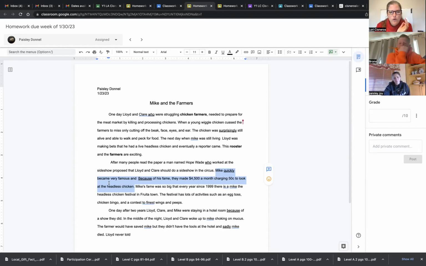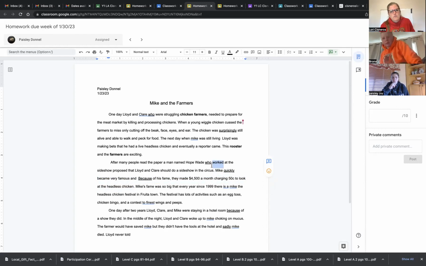You can look for a verb, like here, became, that's a verb. And right before that is where you can put your adverb. Paisley did a great job on this one. She said quickly became. That makes sense. If I wanted to pick another verb, I'm just randomly picking one here, worked. That's a verb, right? That's an action.